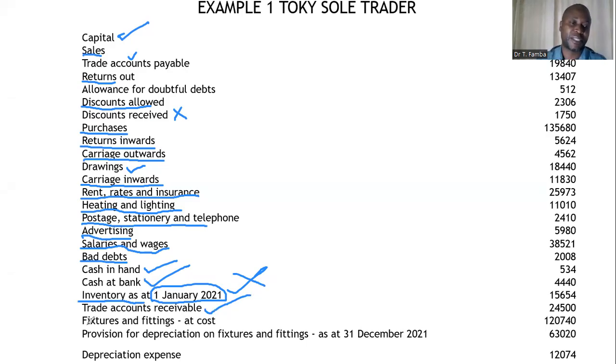Then we have fixtures and fittings at cost. These are assets, because when we come up with fixtures and fittings, we are preparing for trading. If it is a shop, if there are offices, it means that we are preparing them for use into the foreseeable future. It's not going to be consumption only for that period, but we may use it in several other years to come.